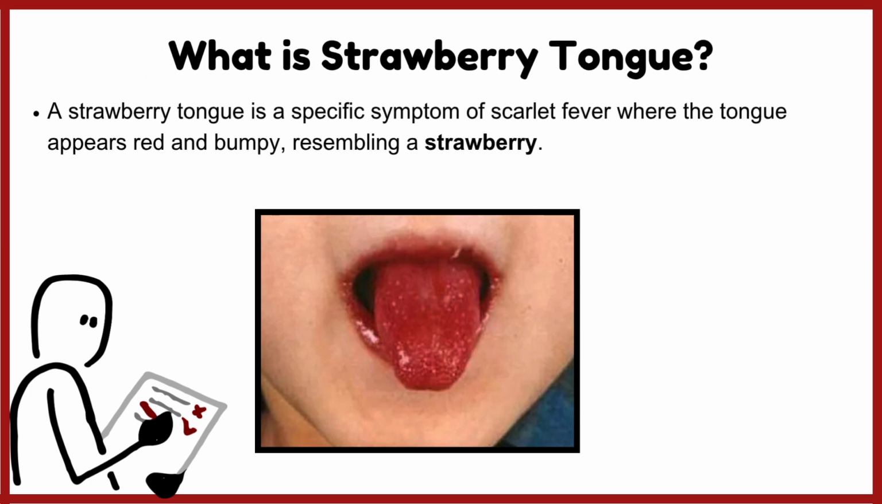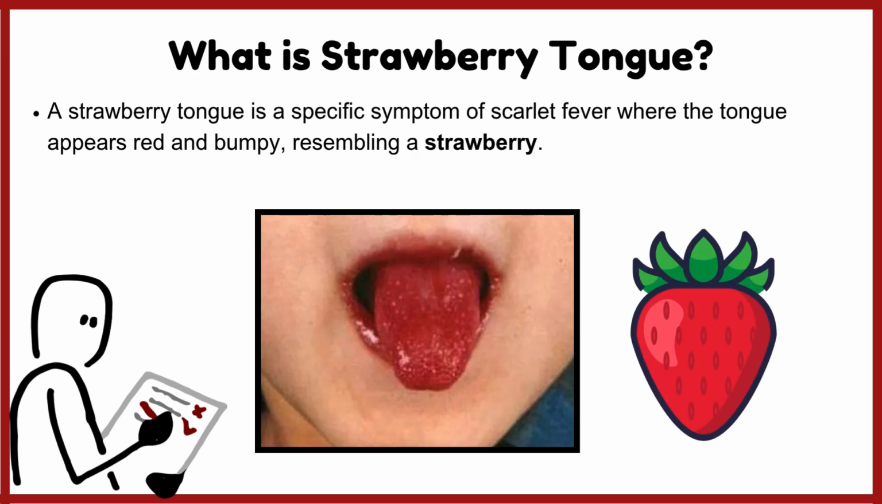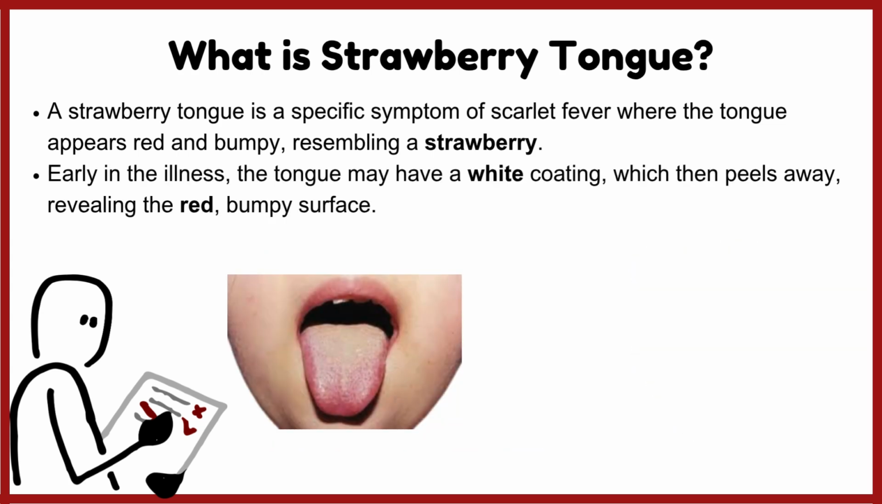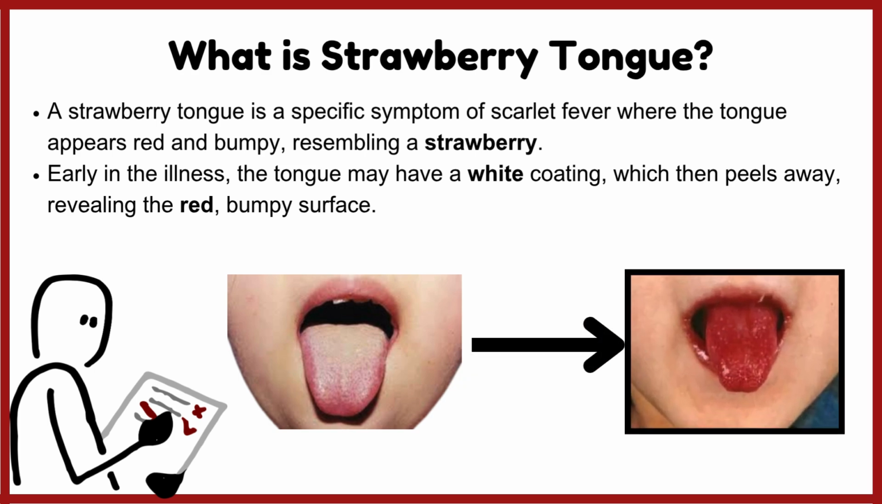What is strawberry tongue? A strawberry tongue is a specific symptom of scarlet fever, where the tongue appears red and bumpy, resembling a strawberry. Early in the illness, the tongue may have a white coating, which then peels away, revealing the red, bumpy surface.